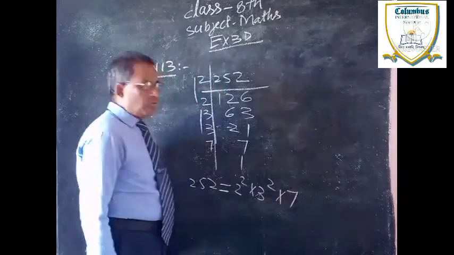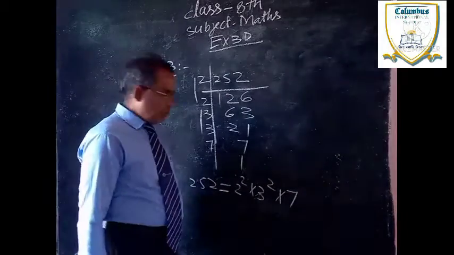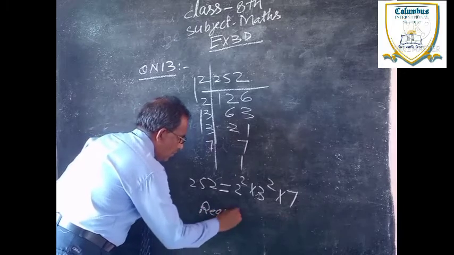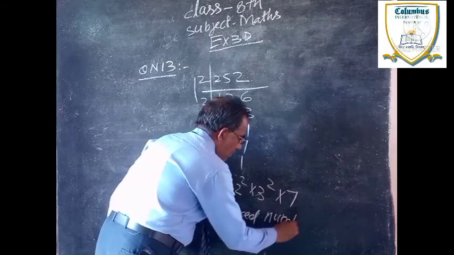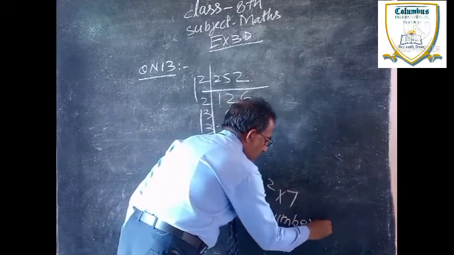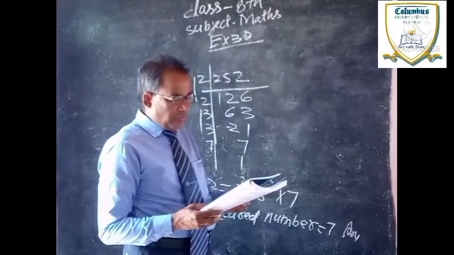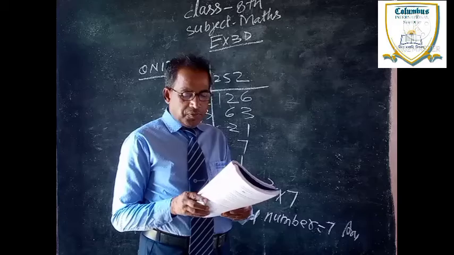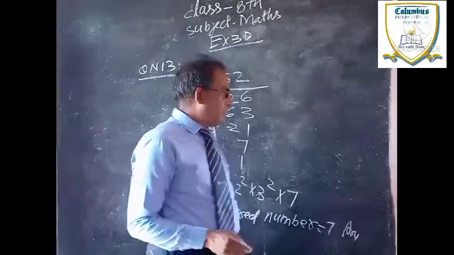It means to make the 7 a pair, one more 7 is required. So the required number is equal to 7. It is the answer of the question. According to the question, find the smallest number by which 252 must be multiplied to get a perfect square. Also find the square root of the perfect square number.